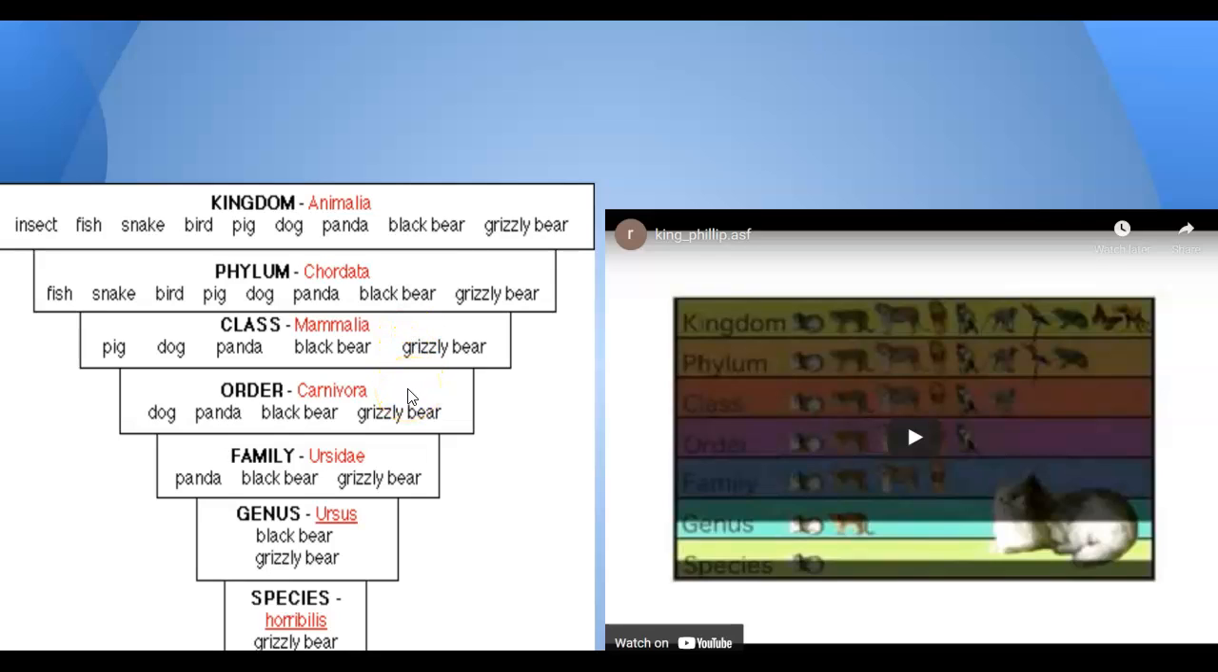Order is Carnivora. We do not share the same order as that. Family is Ursidae. Ursidae includes all of the bears. Genus is Ursus, which is the black bear and the grizzly bear. And then species, Ursus horribilis.